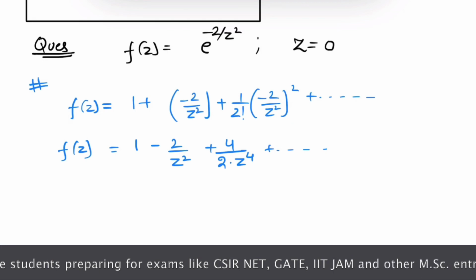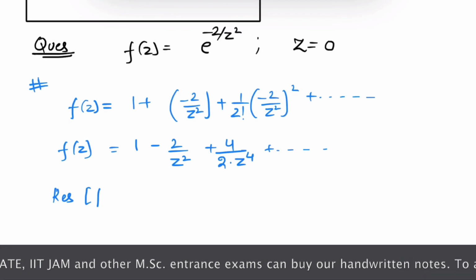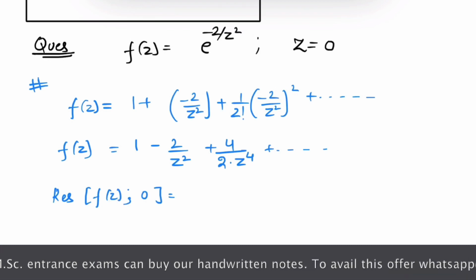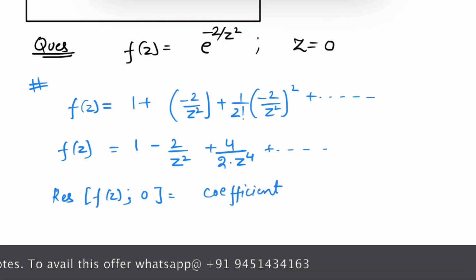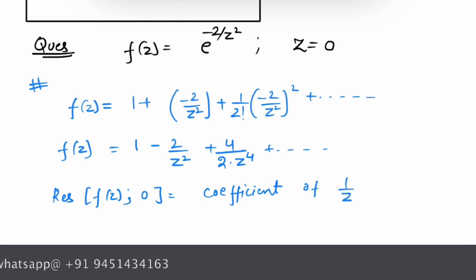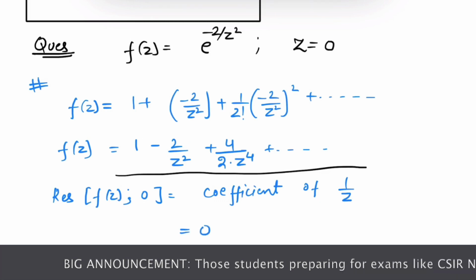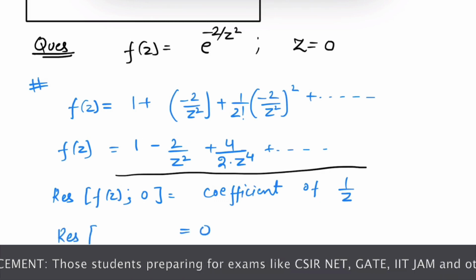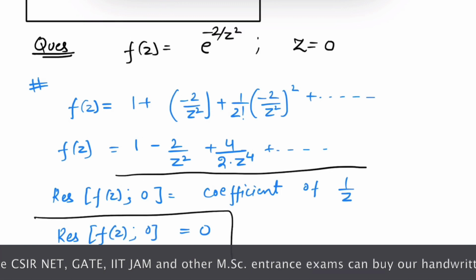Now the residue of function f of z at point 0 will be the coefficient of 1 over z. And we can see here in this expansion there is no term of 1 over z. That means the coefficient of 1 over z is 0. So the residue of function f of z at z naught is 0.